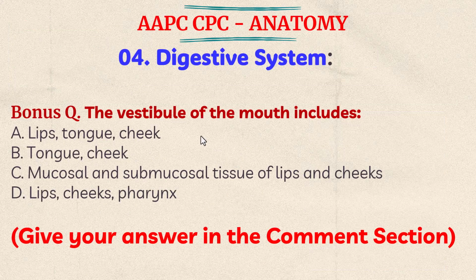So the final bonus question: the vestibule of the mouth includes A. Lip, tongue, cheek. B. Tongue, cheek. C. Mucosal and submucosal tissue of the lips and cheeks. D. Lips, cheeks, pharynx. So please give your answer in the comment section.